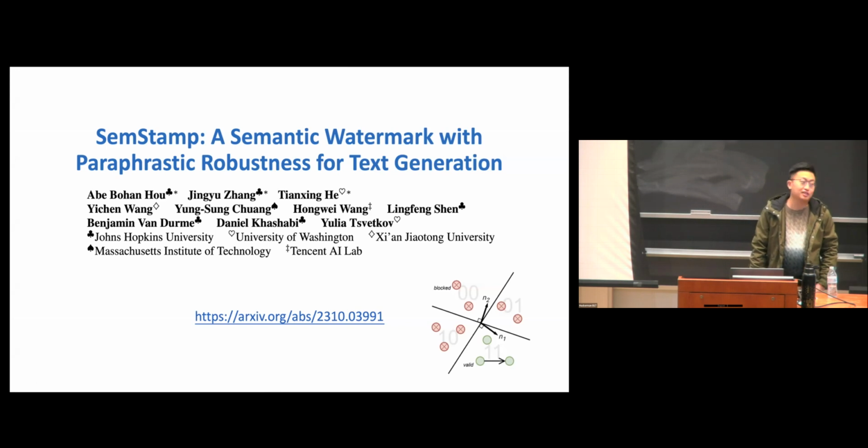And so today I'm presenting SemStamp, a semantic watermark for paraphrastic robustness for text generation. We have a manuscript on arXiv, but we are making many improvements on the algorithm. So I'll talk about the current stage of the algorithm. And this is collaboration with many people here and also at UW and other places.